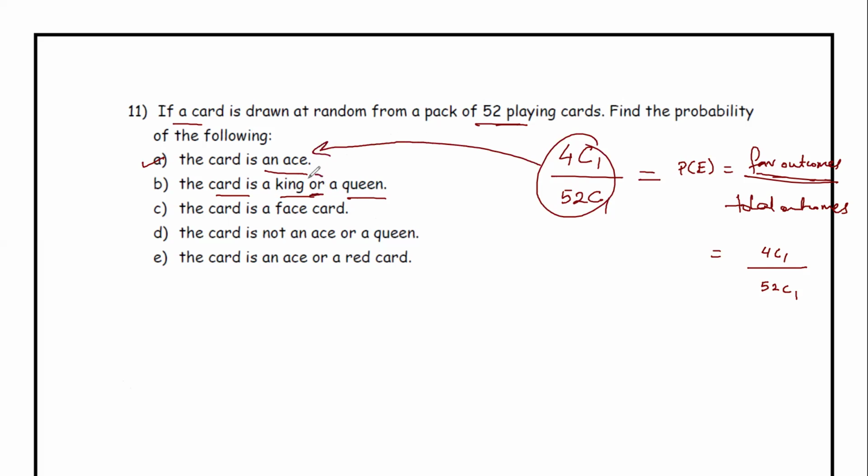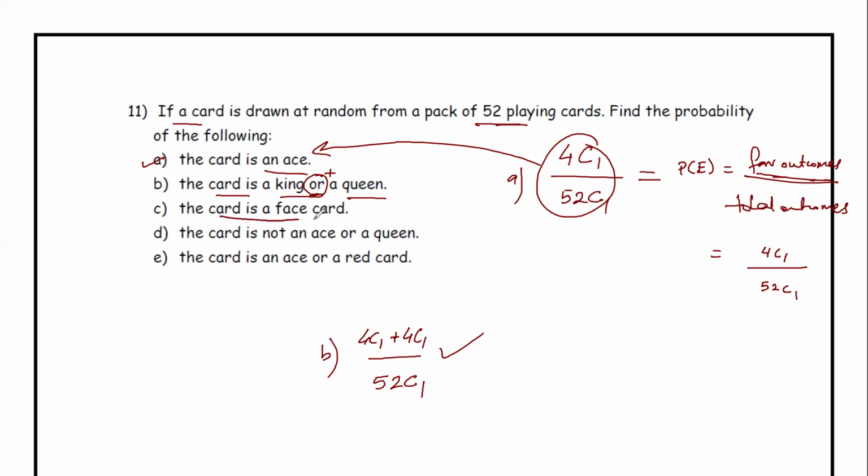Now, king or a queen, "or" meaning plus, remember that. So again, I've drawn a card at random. So total outcome is 52C1. Favorable outcome is a king or a queen. So 4C1 plus 4C1. That's my answer for this B part. Okay, that's my answer for the A part.